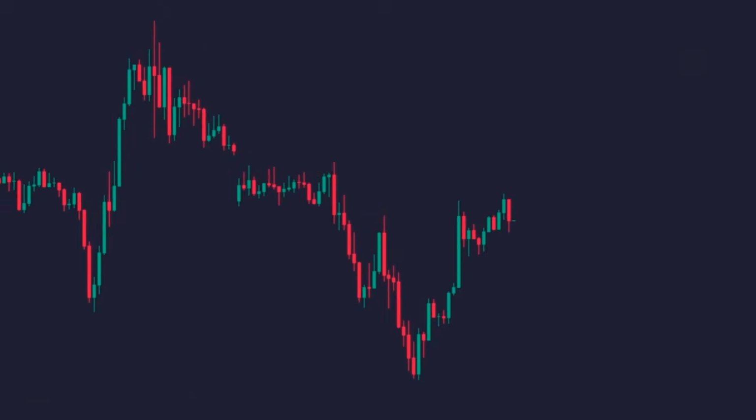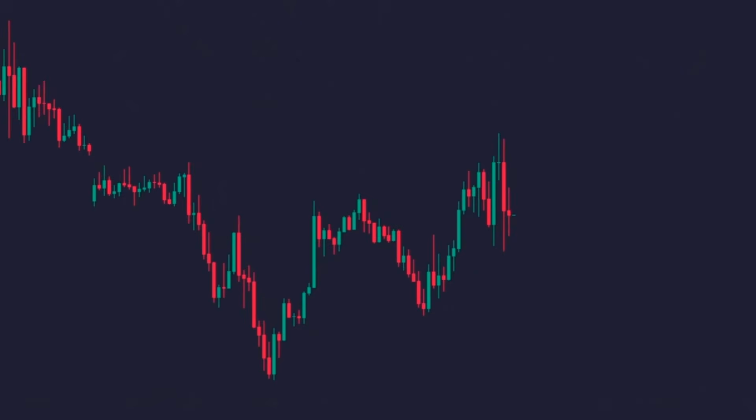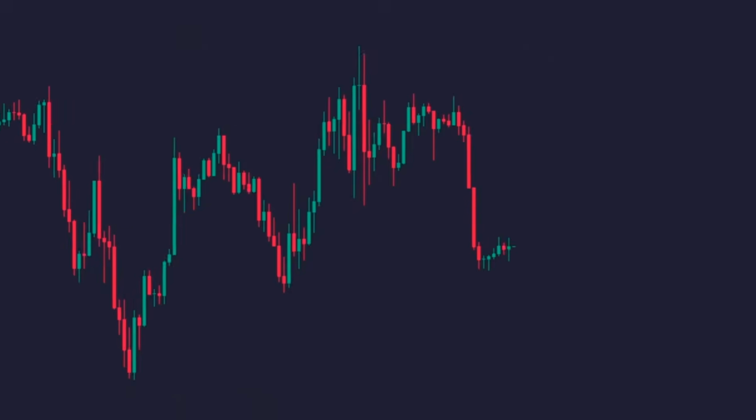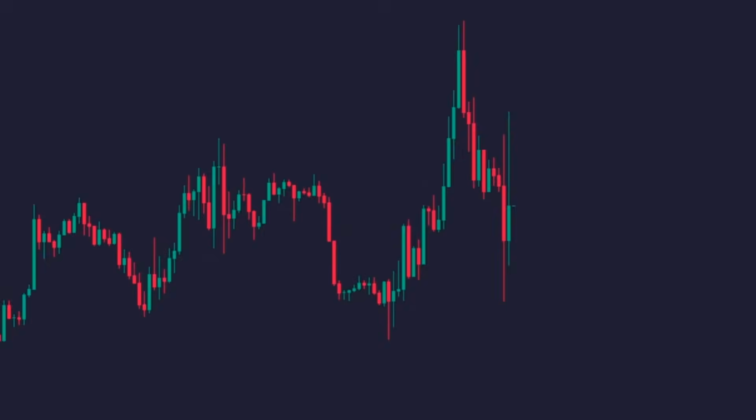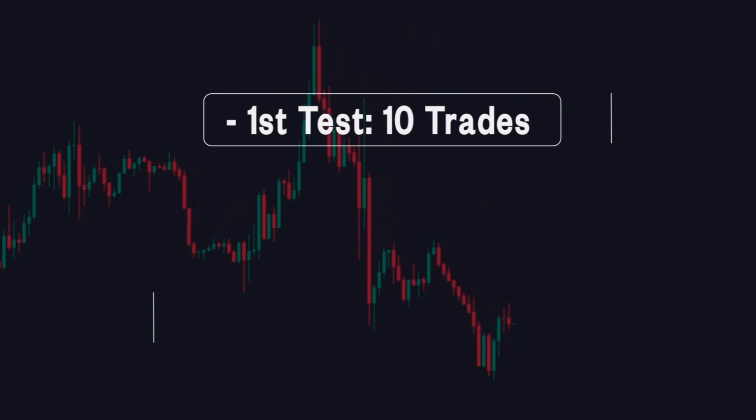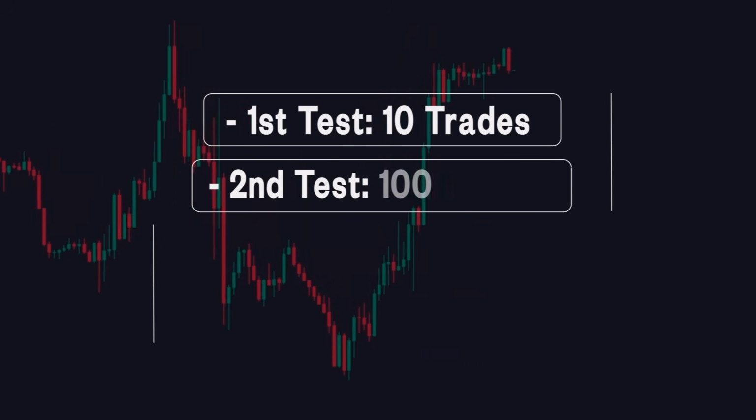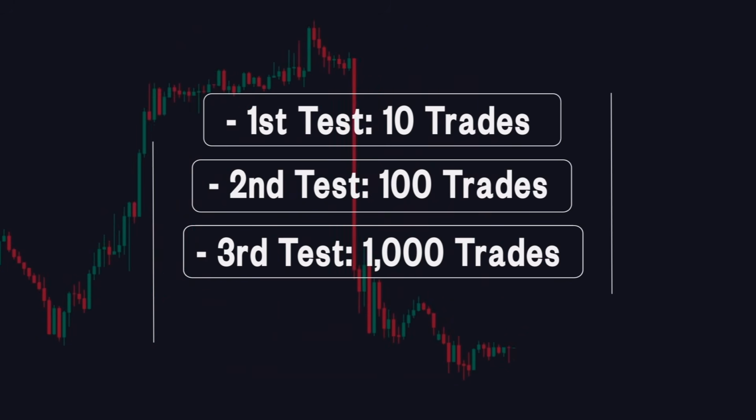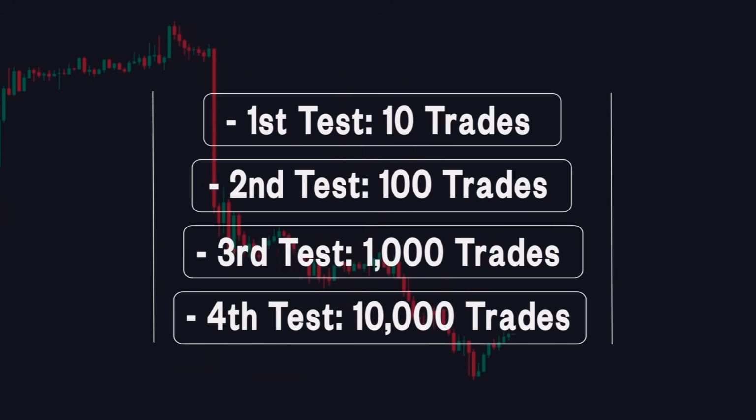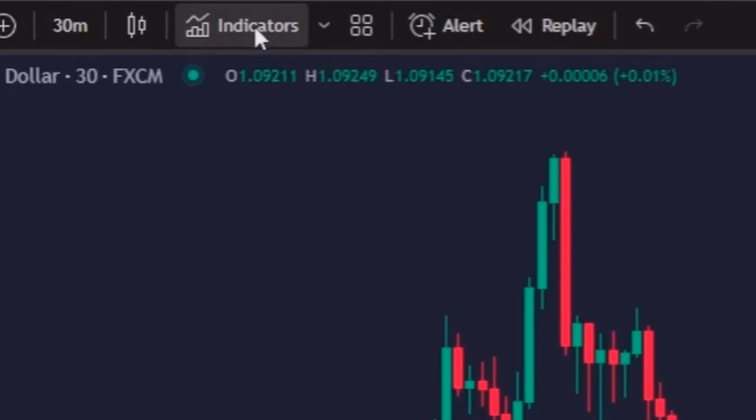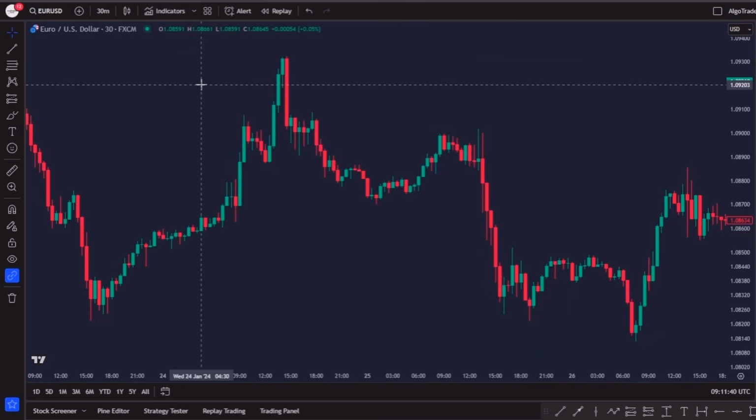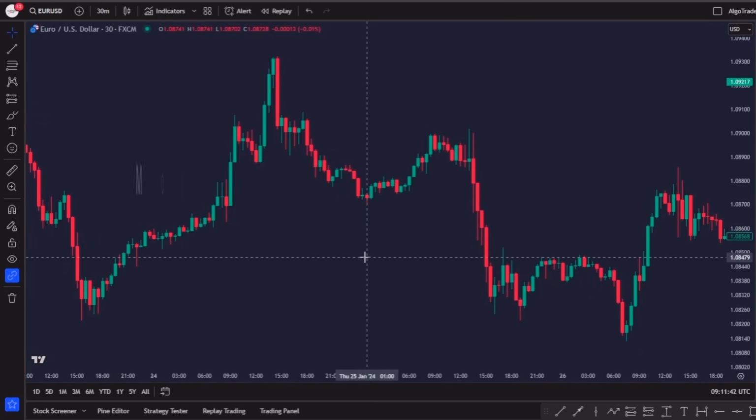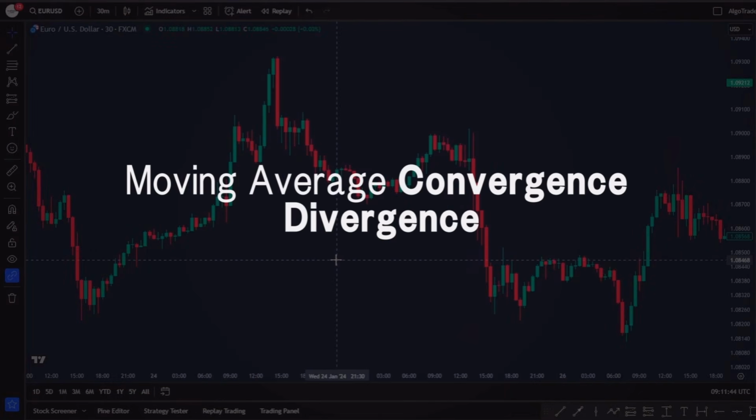To truly understand the impact of backtesting and the best way to do it, we are going to run 4 practical tests. The first will be a backtest with 10 trades, the second will be with 100 trades, the third will be with 1000, and finally the last test will be with 10,000 trades. But first we need to select an indicator, and today we'll use one of the most popular among traders, the Moving Average Convergence Divergence, also called MACD.